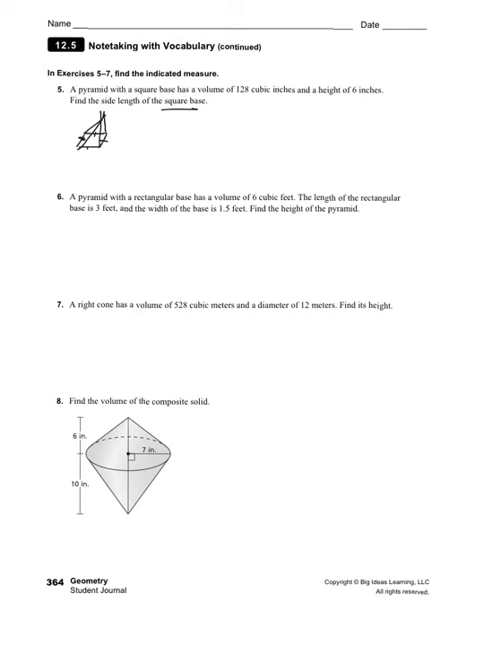So we're given that the volume is 128 cubic inches, and I know that the volume of a pyramid is always going to be 1/3 base times height, big B. So the 1/3 area of the base times the height. So I know that my volume is 128, and my base is going to be s times s. So it's going to be s squared, right? The area of a square is always going to be side length squared.